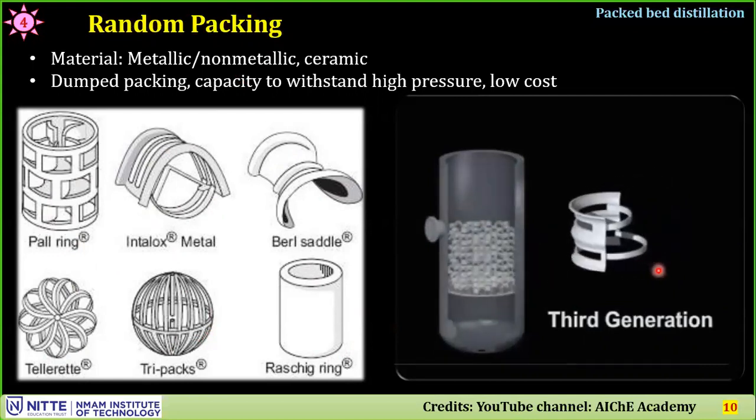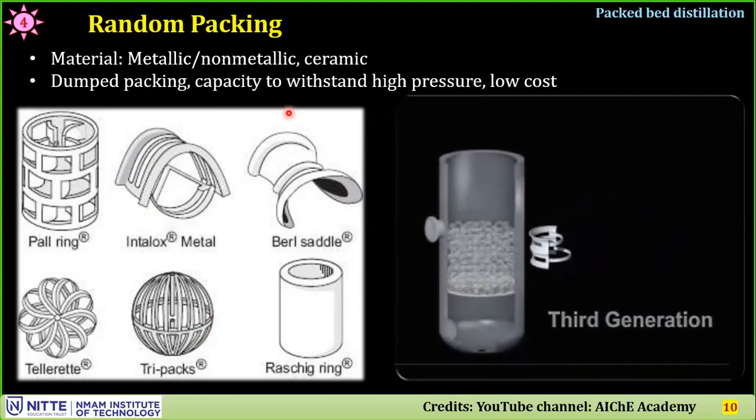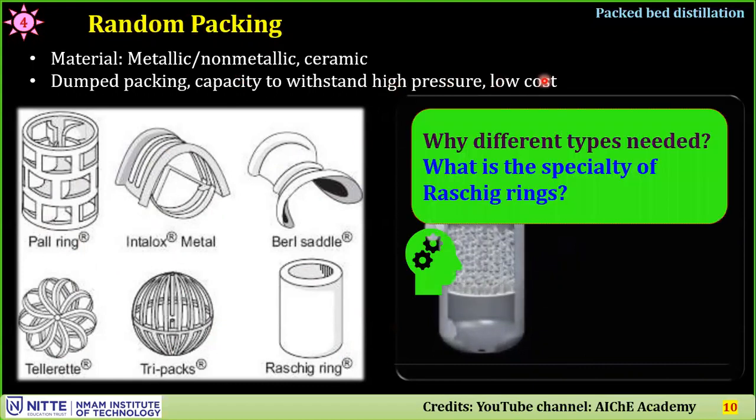Different types are available. Now the advantage of this one is that they withstand high pressure and they are cheaper. They are of cheaper design. You can withstand high pressures of operation. Now the question is this, you can think about it: why are different types of packing materials necessary? What is the speciality of Raschig rings in particular? You can pause the video, think about it and come back.